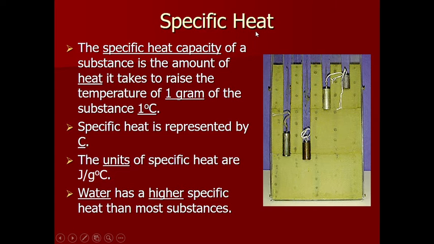Now we come to specific heat capacity. The specific heat capacity of a substance is the amount of heat it takes to raise the temperature of 1 gram of a substance by 1 degree Celsius. This is the simple definition of specific heat capacity. Specific heat capacity is represented by the symbol C. The units of specific heat capacity are joule per gram degree Celsius. Water has higher specific heat capacity than most other substances.